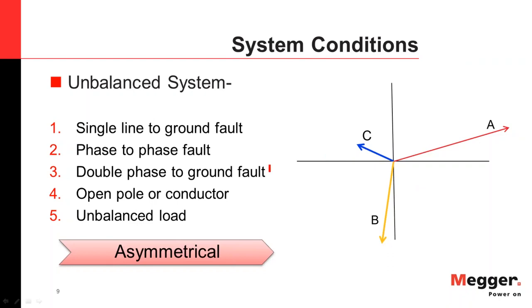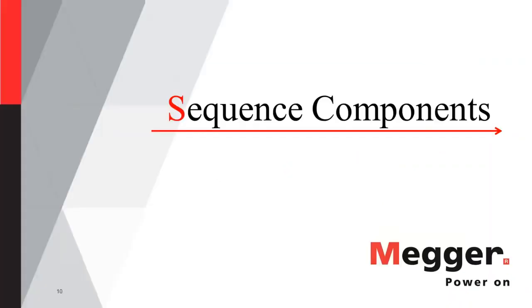The reason I showed you the unbalanced system is because the whole concept of symmetrical components lies in the idea of an unbalanced system. So let's now talk about sequence components or symmetrical components.